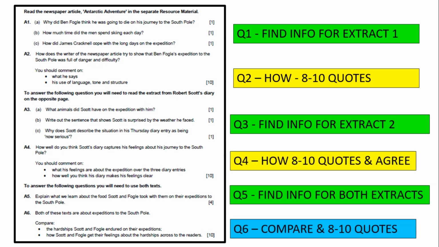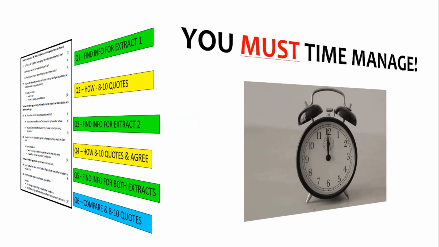So what I mean by find info is that it will be like an easy question. For example, how much time do the men spend skiing each day? You look through the text, you try to find the answer. So for example, if it's 12 hours, you can just put 12 hours. So we've got 3 of those kind of questions. We've got 2 questions worth 10 marks where we're saying how the writer is doing something. And number 6 is comparing the 2 texts.